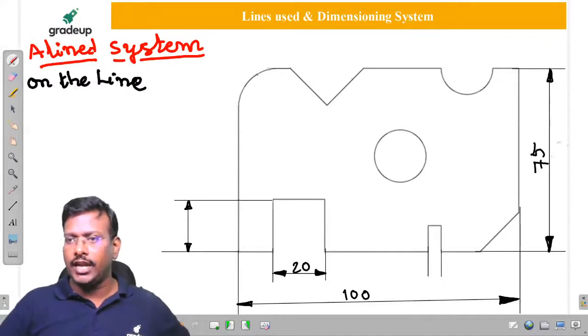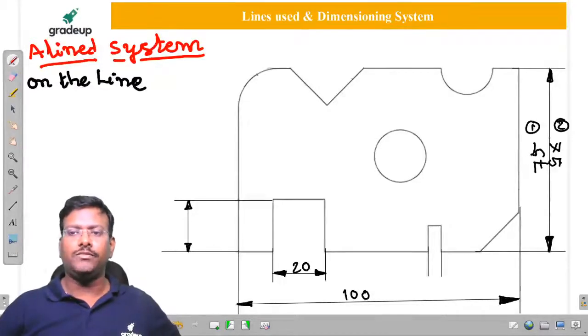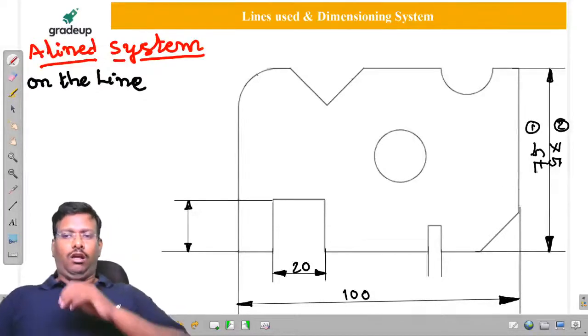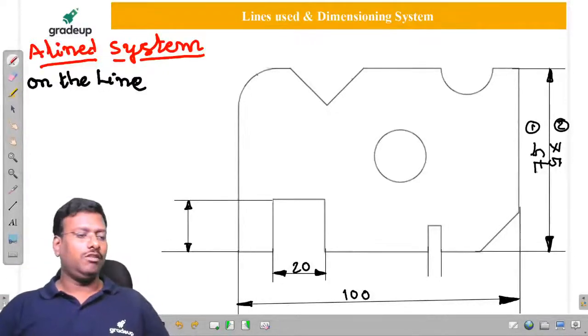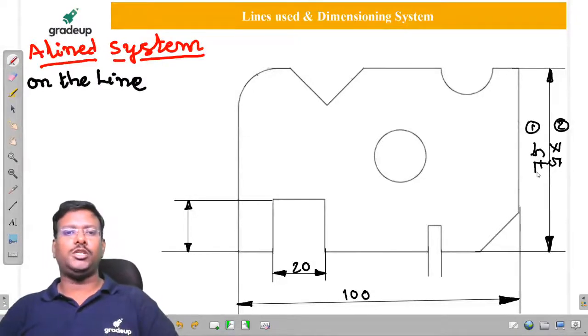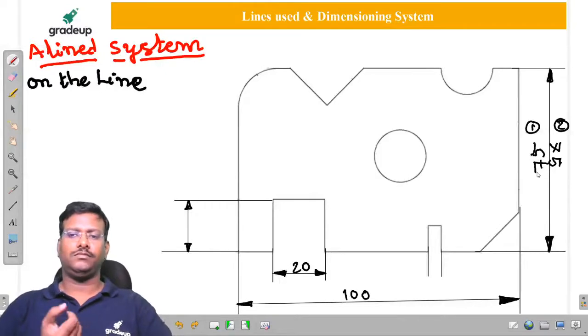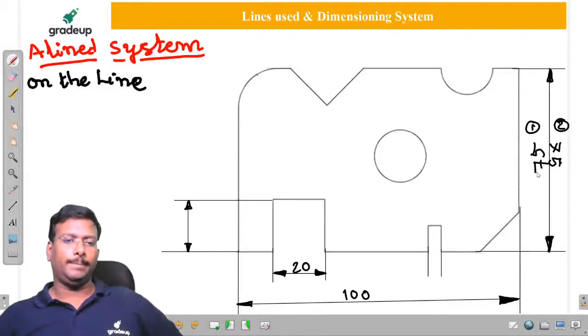Sir, is this one correct, or representing like this is correct? First option is correct or second option is correct? Sir, if I view from here, this first option is correct. If I view from here, second option is correct, which can be considered as the on the line system. First option or second one? Just tell me, my dear friends.